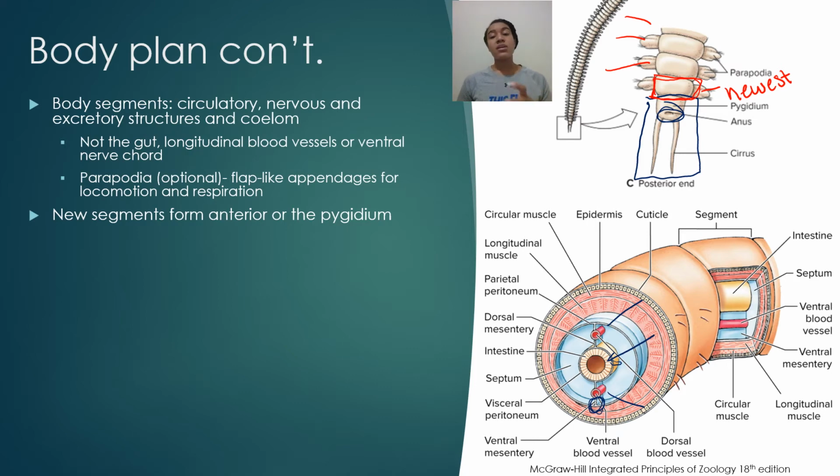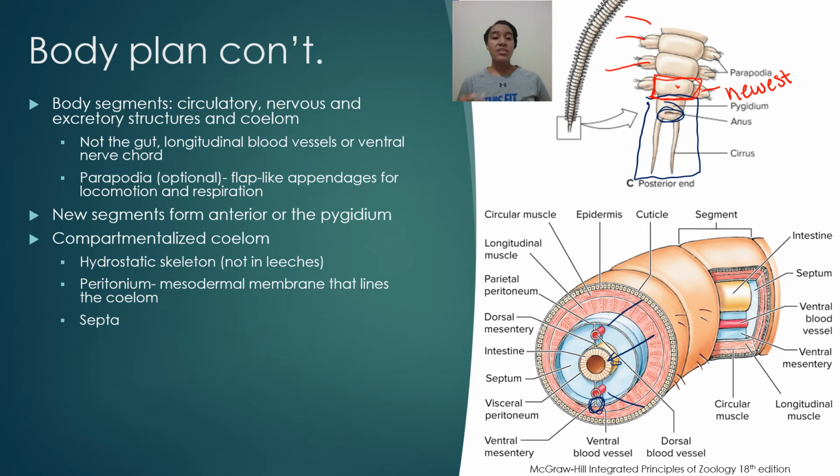If a new segment needs to be added to this worm, it will be added just anterior of the pygidium, pushing this segment right here to now be the second newest, and then eventually the third newest, as the organism continues to elongate and get longer and longer. So this means that the oldest segments of the annelid are present closer to the head, and the newest segments are located closer to the anus.